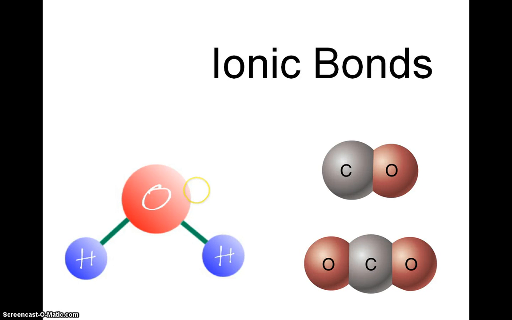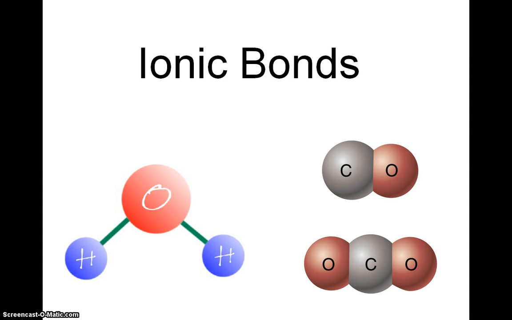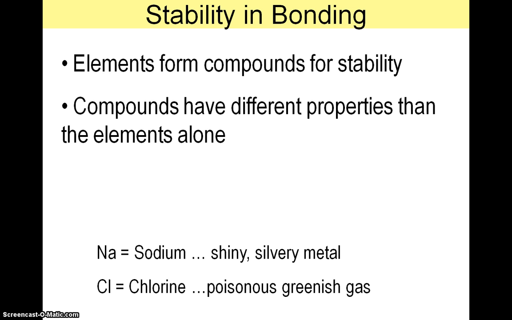In this video, we are going to continue talking about ionic bonds and learn about formula writing and naming ionic compounds. Alright, so the reason why something bonds is because it wants to form a compound and be more stable. Compounds have very different properties than an element alone. So the example that we've been using is sodium chloride.